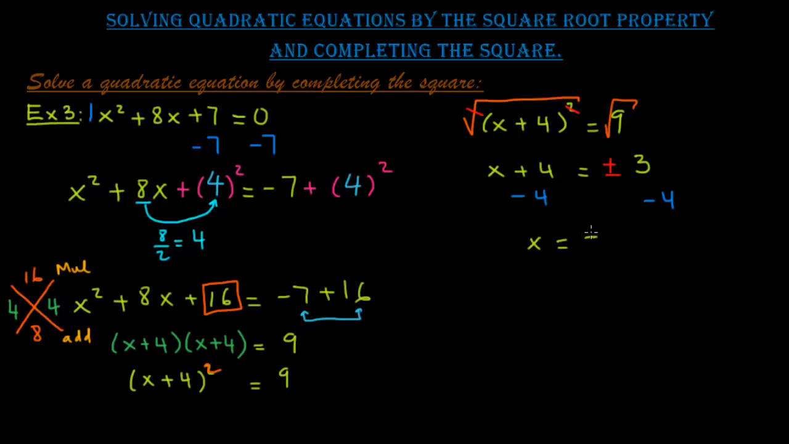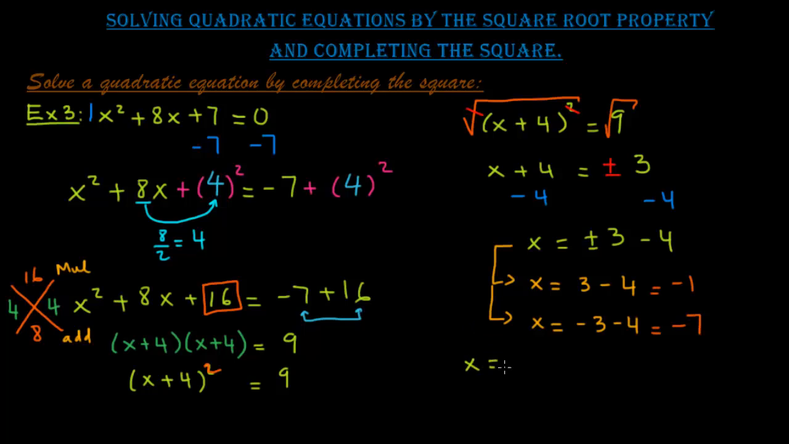Then we have x equal to plus and minus 3 minus 4. Now the problem breaks down into two cases. First one is x equal to positive 3 minus 4, or x equal to negative 3 minus 4, because there's positive and negative. Okay, now we can complete them by calculating here. So 3 minus 4 gives me negative 1, and negative 3 minus 4 is negative 7. So our answer for this problem is x equal to negative 1 and negative 7.